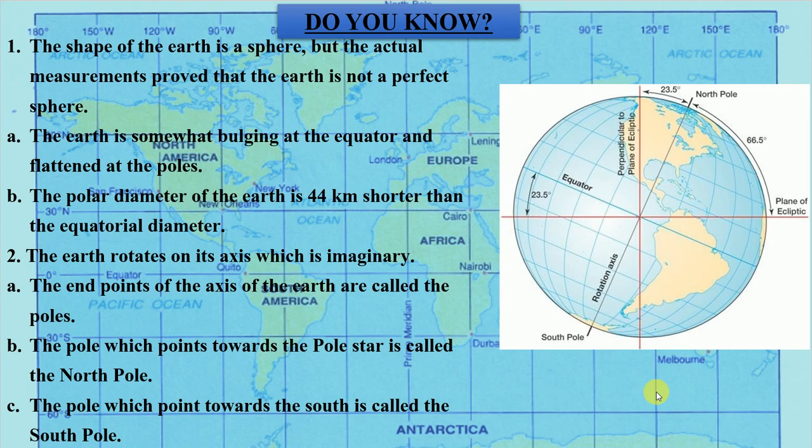The Earth rotates on its axis, and we know that this axis is imaginary. Have we ever seen that axis? No, we have just imagined that there is an axis on which the Earth rotates. The end points of the axis of the Earth are called the poles. There are two poles. The pole which points to the north star, that is the pole star, is the North Pole, and the other is the South Pole. These two poles can be used as two fixed points.